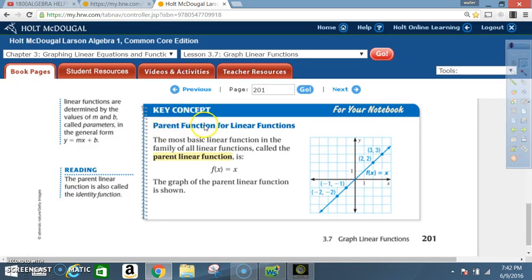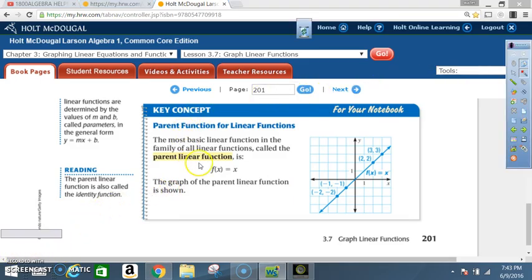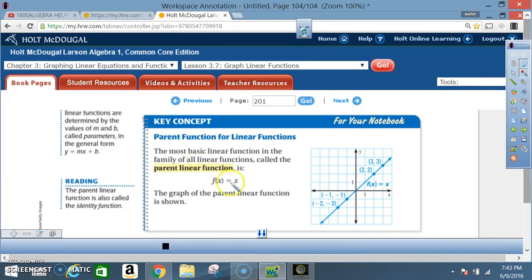Key concept, parent functions for linear functions. The most basic linear function in the family of all linear functions is called the parent linear function, f of x is equal to x. The graph of the parent linear function is shown. And once again, f of x is equal to x. Don't forget, that's really y is equal to x. This is the most basic graph of a linear function.